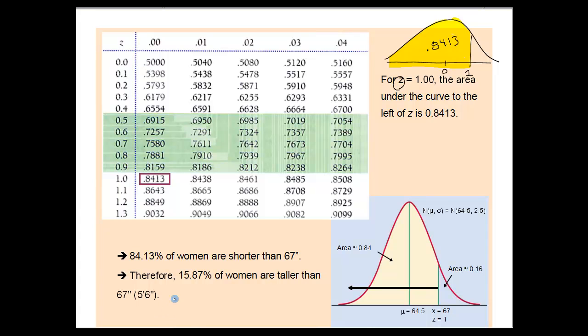Now because of symmetry, if 0.8413 lies to the left of 1, that must mean 0.1587 must lie to the right of 1, because the total area underneath this curve has to be 1. Now notice there's no area directly above the number 1. If we want to find probabilities associated with these, I have to have intervals. I have to have area to the right, area to the left, area between. But if I said what is the probability that x equals exactly 1 for a continuous distribution, that would equal 0, because there's no area above a single point on a curve.